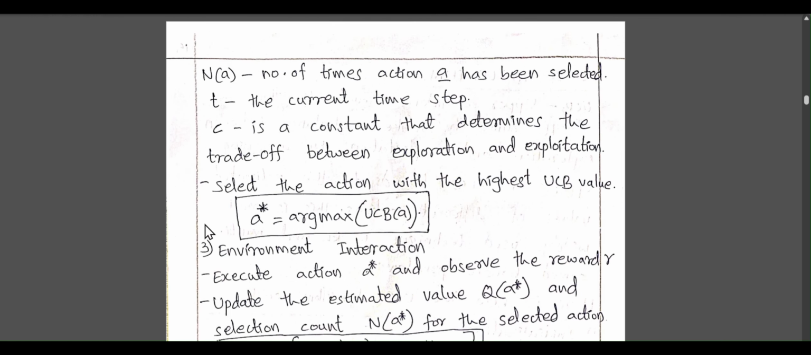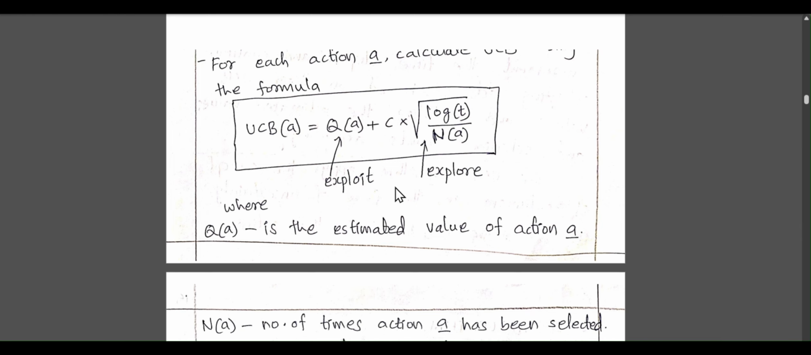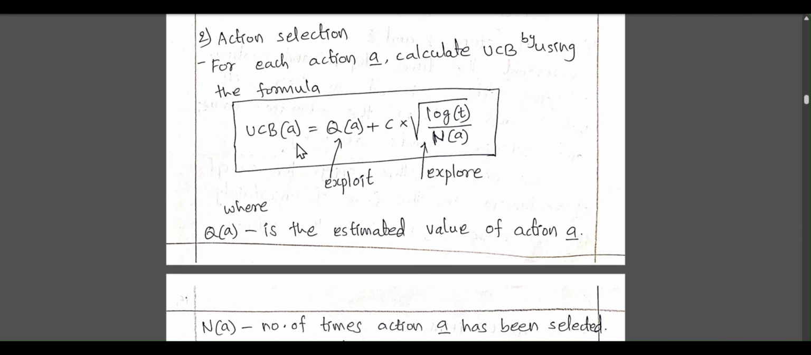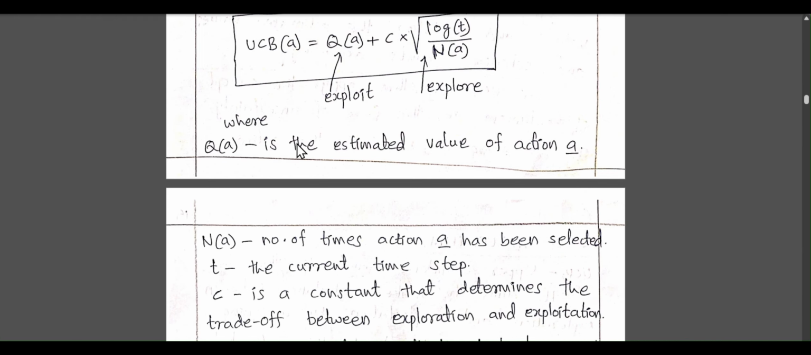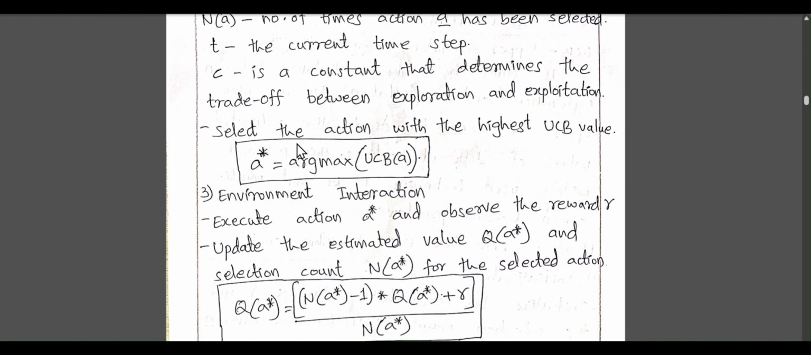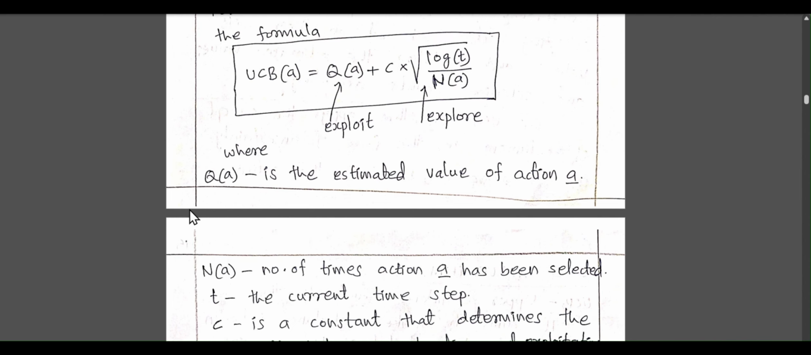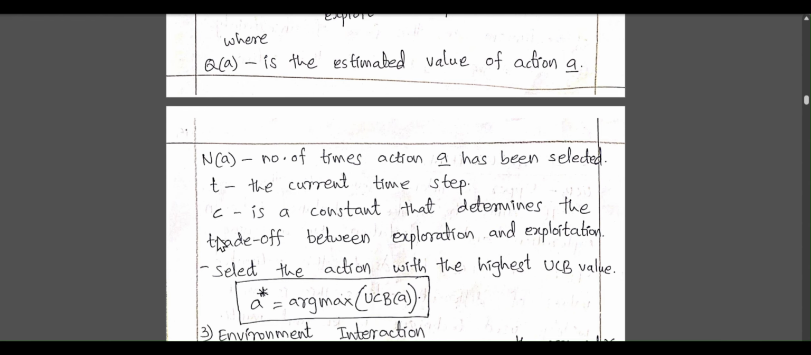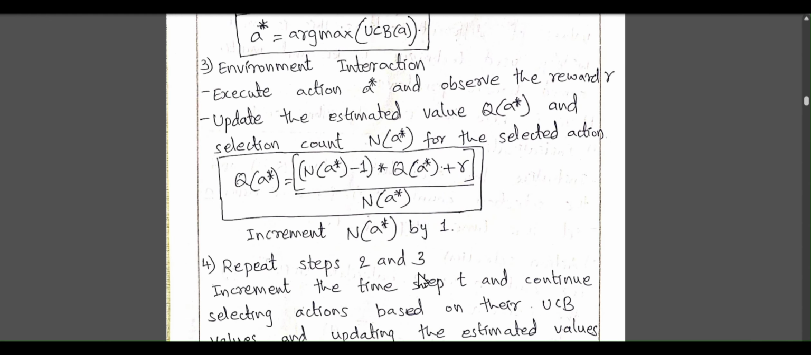We need to calculate the upper bound values for each action, and after calculating all the actions, we need to select the action which has the highest upper bound value. After selecting the action, we need to again calculate Q star of A, the updated estimated value, and N star of A. This is the formula you need to remember, and again you need to repeat steps 2 and 3.